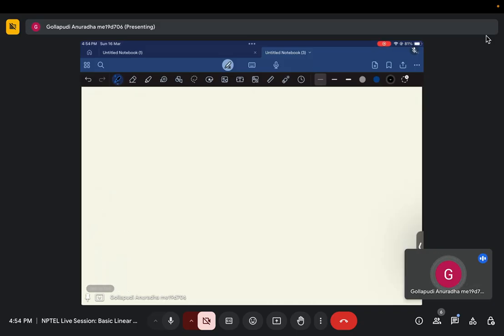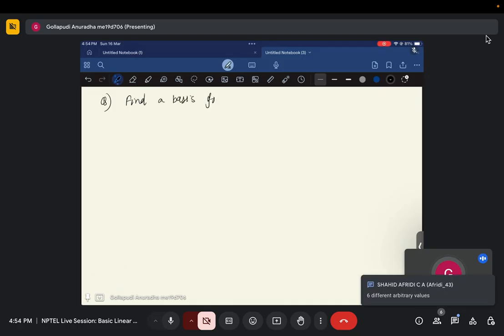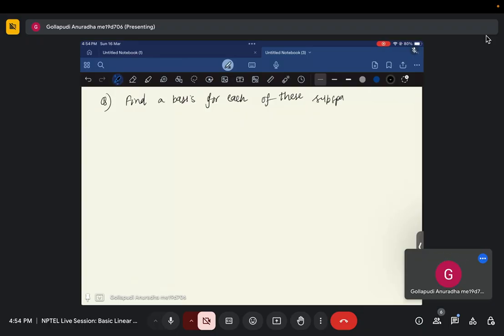Okay, now find the basis for each of these subspaces of the space P3 of cubic polynomials.